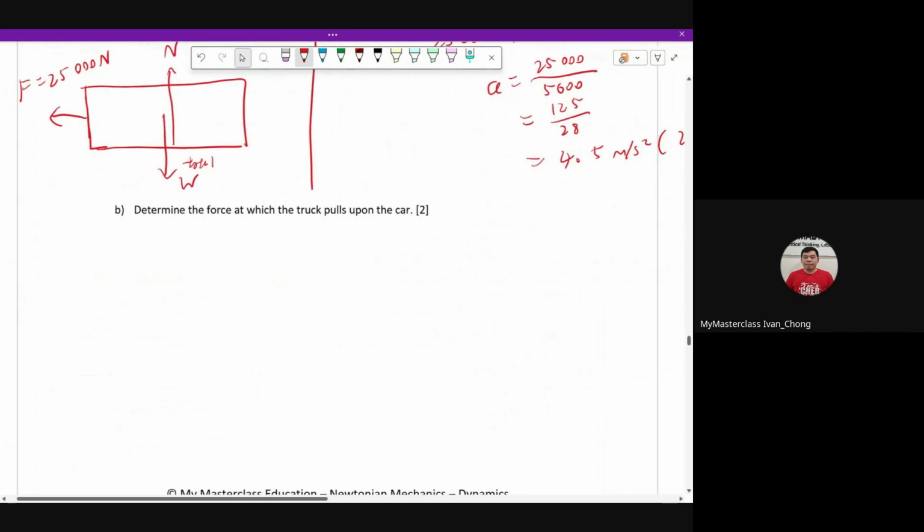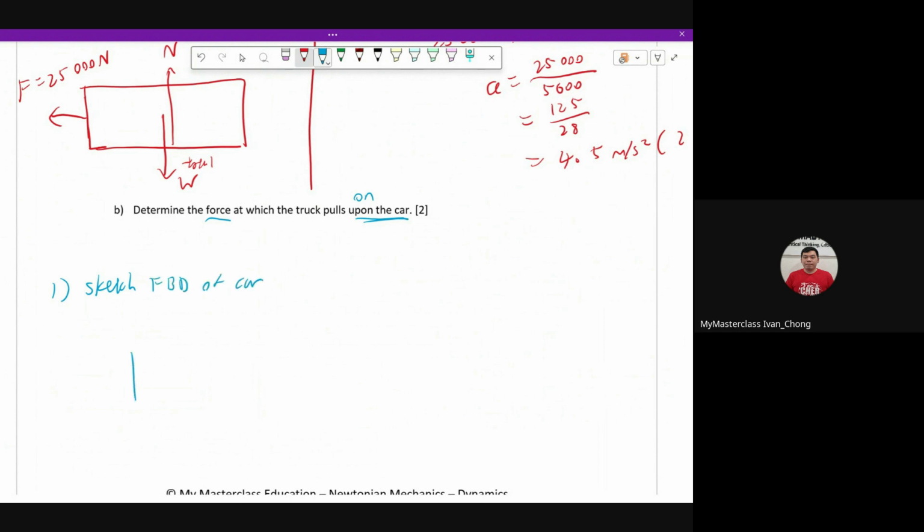So next, determine the force that the truck pulls on the car. Okay, so what happens when you do this? Very first step, we sketch the free body diagram of what? Of the car itself. So let's draw the car. You should have the weight of the car. You have the normal force of the car. And you have a pulling force. This pulling force is your tension of the car.